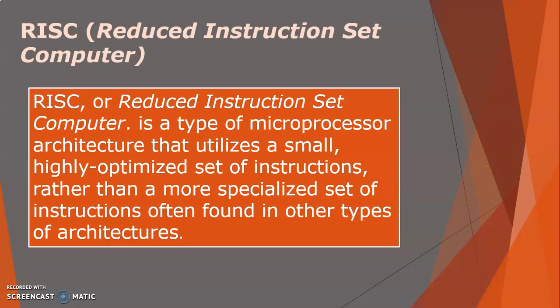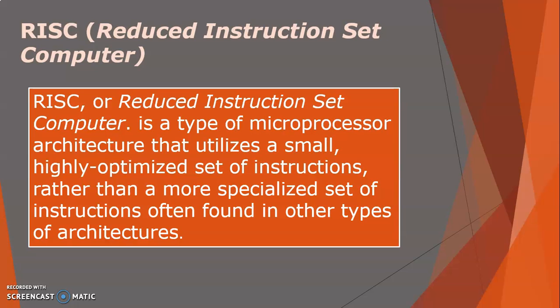Next is RISC, Reduced Instruction Set Computer. RISC is a type of microprocessor architecture that utilizes a small, highly optimized set of instructions rather than a more specialized set of instructions often found in other types of architecture. That is, we can see that it is a highly optimized set of instructions rather than a more specialized set of instructions. It is called RISC.